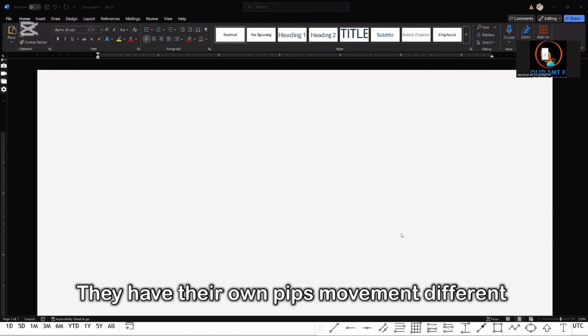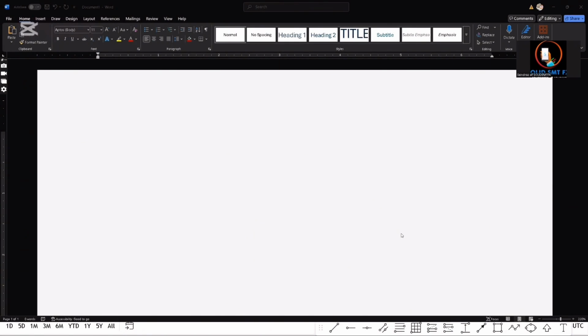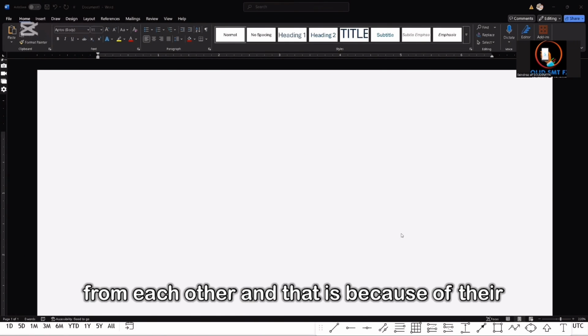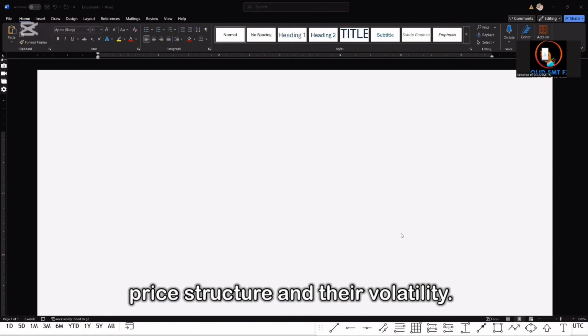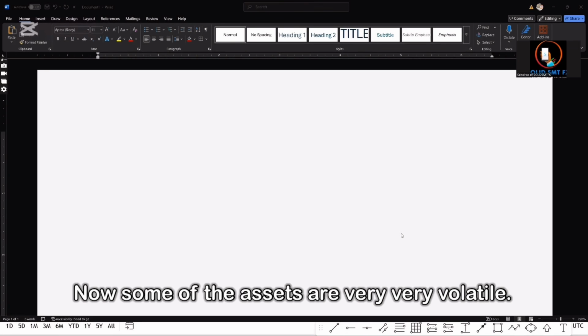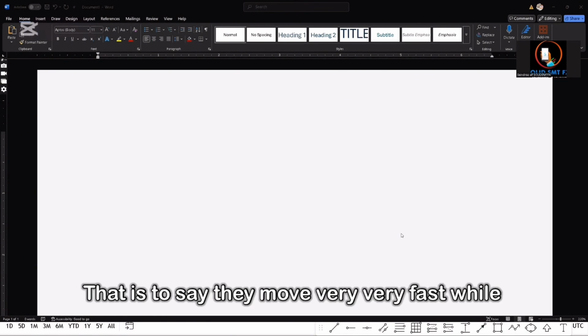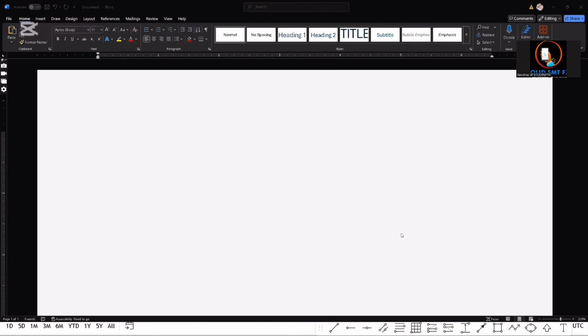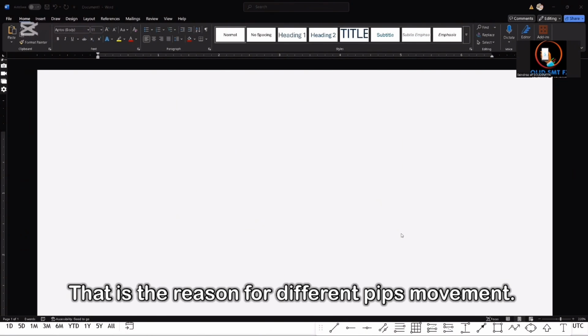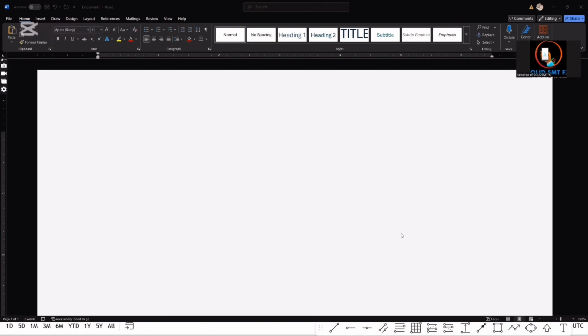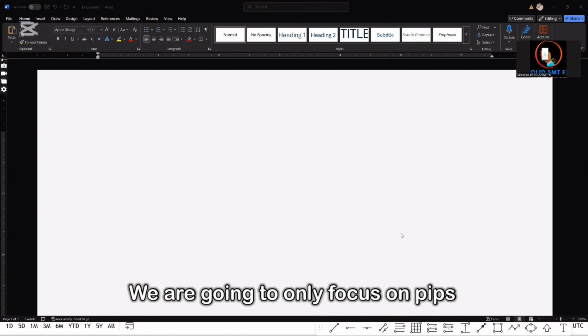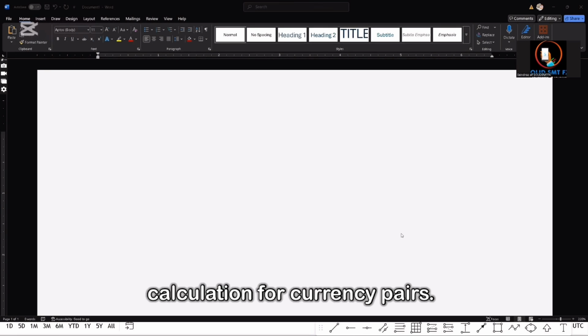they have their own pips movement different from each other, and that is because of their price structure and the volatility. Now, some of the assets are very, very volatile. That is to say, they move very, very fast, while others are less volatile. That is the reason for different pips movement. We are going to only focus on pips calculation for currency pairs.